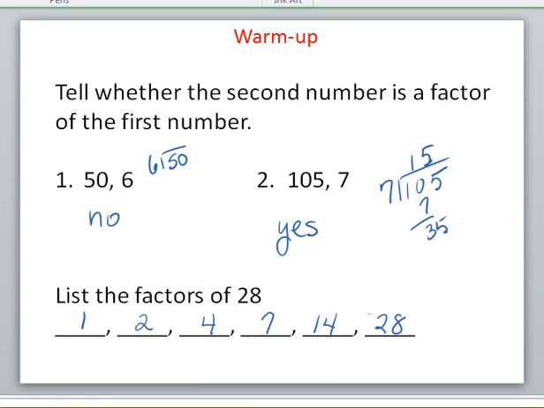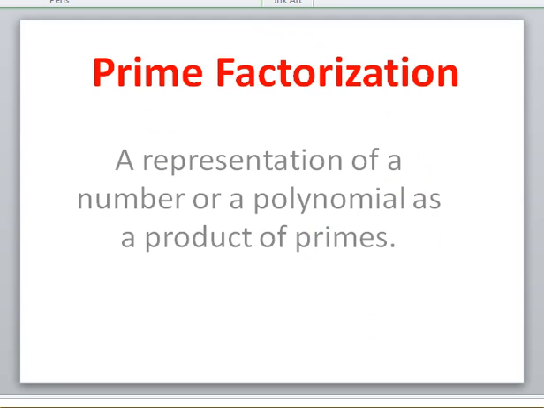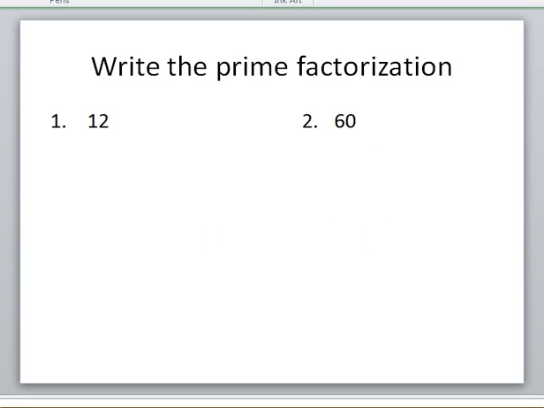Just a little reminder: we can complete prime factorization using a factor tree. So what is a factor tree? Well, it takes a number and breaks it up into factors, and we're going to continue to break it up into factors until we have all prime numbers at the end. Prime numbers are numbers that only have factors of 1 and itself. So we're going to find the prime factorization of these two numbers.